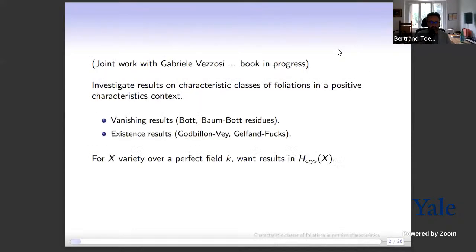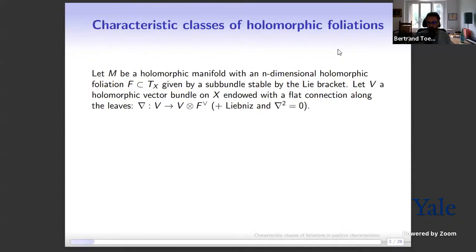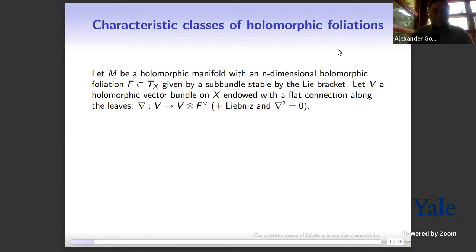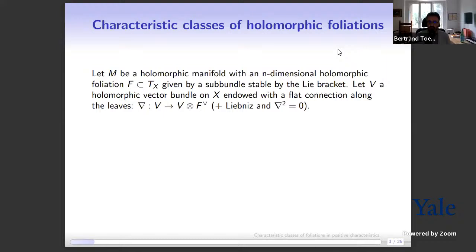Okay, so let me start with the first one, this vanishing result. If you start with a holomorphic manifold and you give yourself a holomorphic foliation given by a subbundle F of the tangent bundle which is stable by the Lie bracket, and if you have a vector bundle V which is flat along the foliation, so it comes with a partial connection along the subbundle F, which is given by a map nabla satisfying the usual Leibniz rule and nabla squared equals 0.